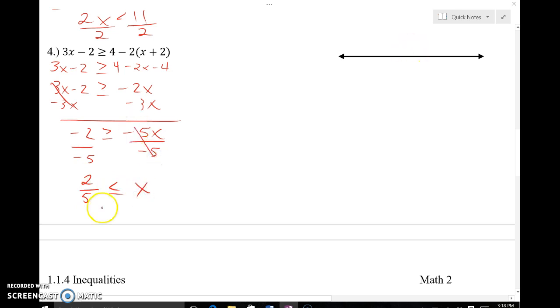So now, if I don't like how that looks, I can swap it around. Remember, x would be greater than or equal to 2/5 here. So I've got my 2/5. You can turn this into 0.4 if you'd like. This is going to be a closed circle since it's greater than or equal to, and then we'll shade to the right. All right, final example, number 5.